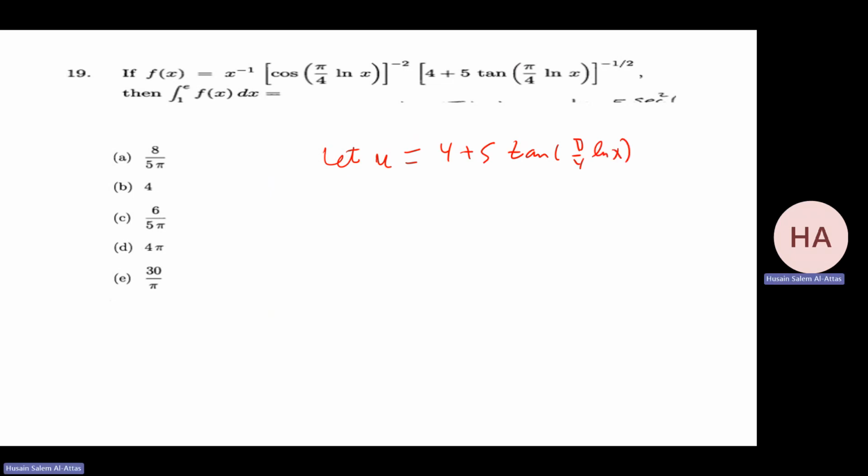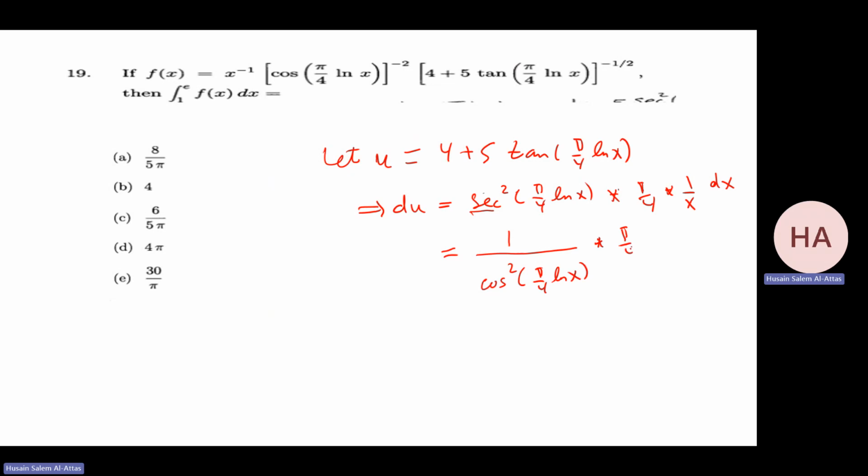I think that will work. What will be du? Du will be secant square of pi over 4 ln x, times pi over 4 times 1 over x. What is secant square? It's 1 over cosine square. Don't forget dx. It's 1 over cosine square of pi over 4 ln x times pi over 4 times 1 over x dx. So this is u. All of this is du times pi over 4.